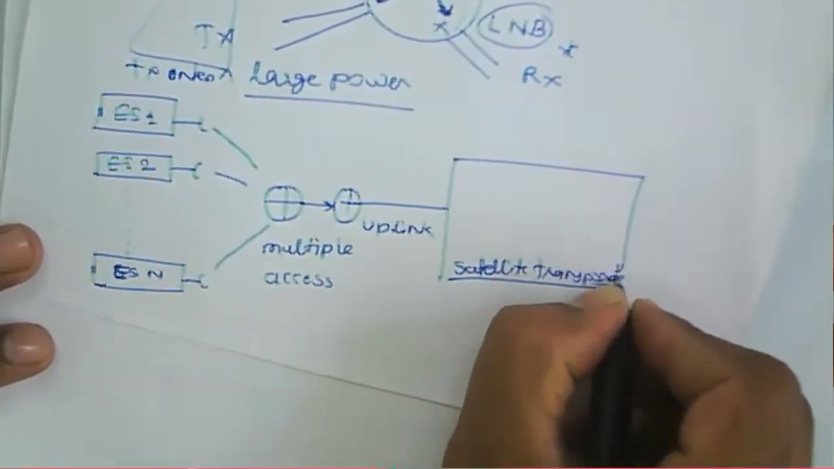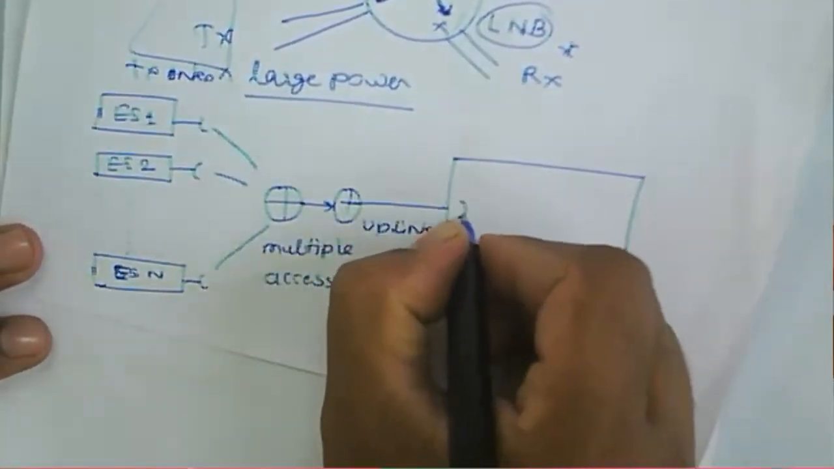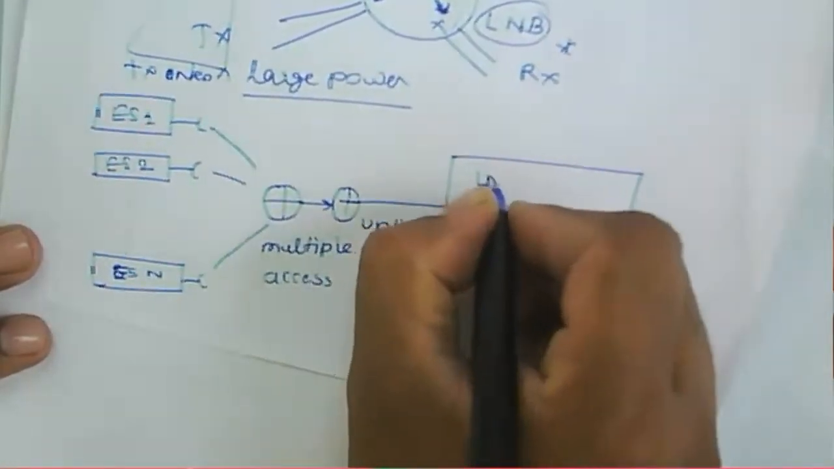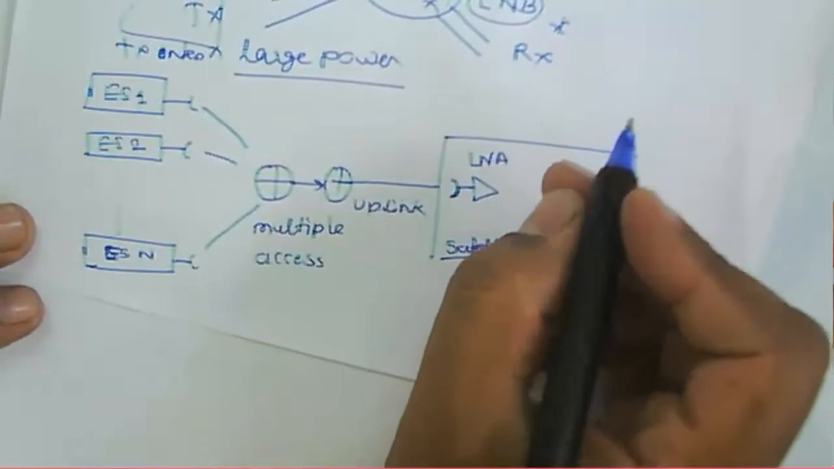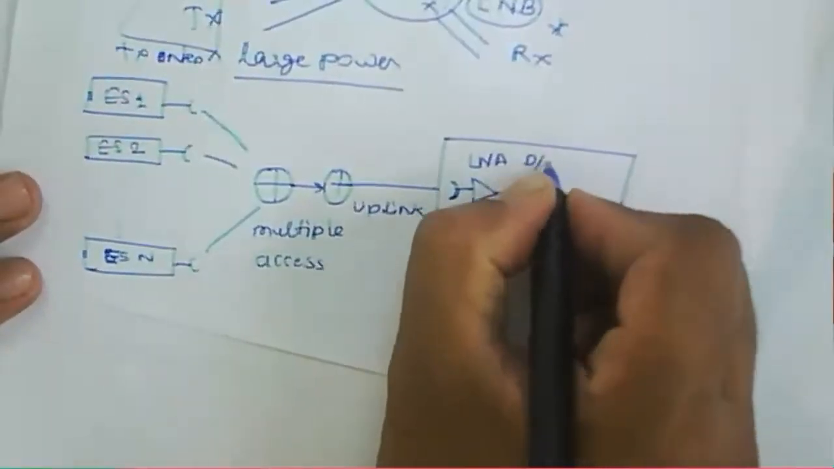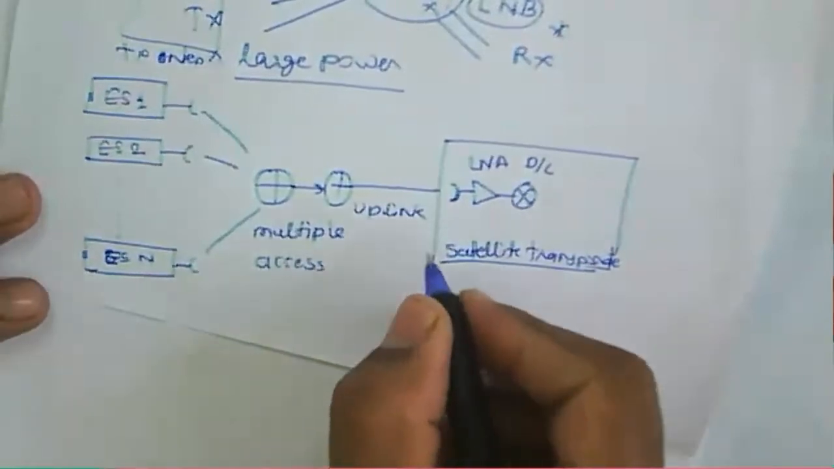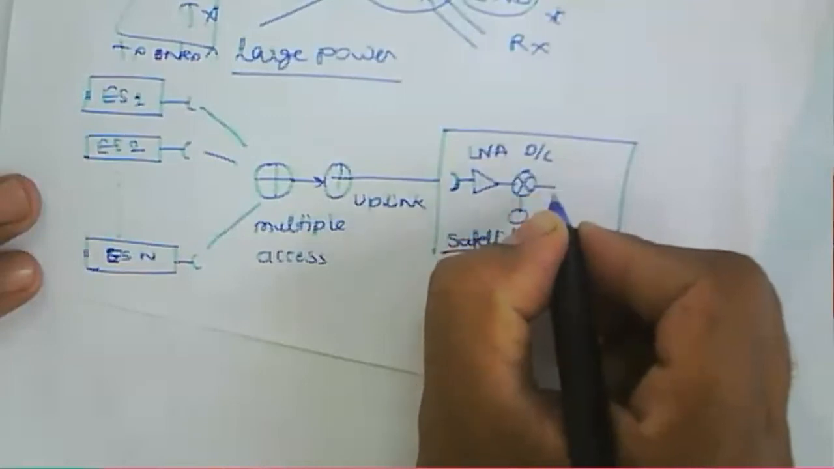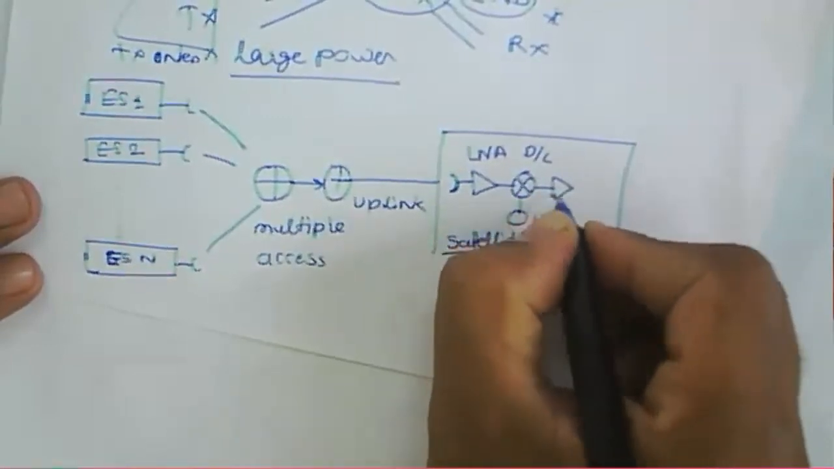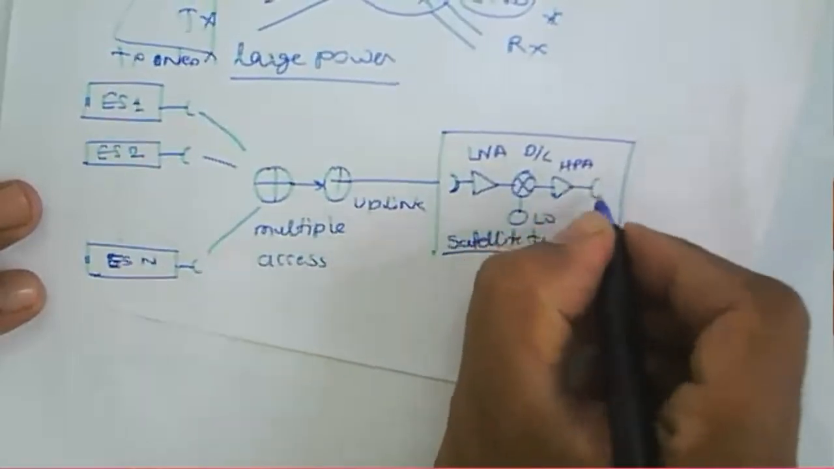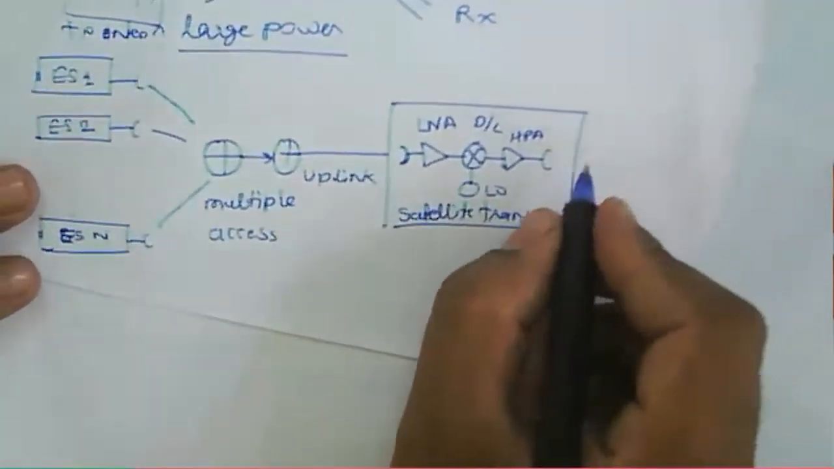So in the case of a satellite transponder, it receives the signal. They have a low noise amplifier here. Then it will down convert the signal, and after that we have the high power amplifier, and then it will transmit it.